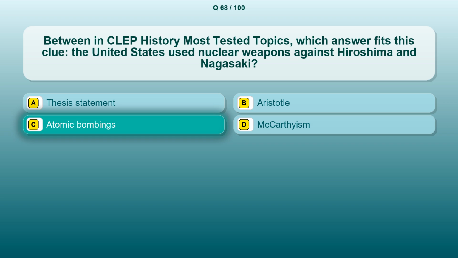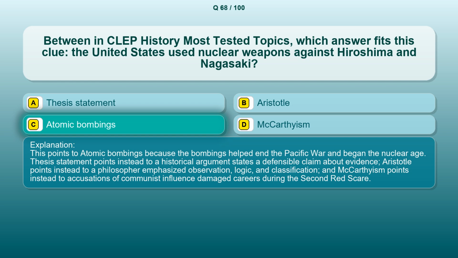The correct answer is option C, atomic bombings. This points to atomic bombings because the bombings helped end the Pacific War and began the nuclear age. Thesis statement points instead to a historical argument stating a defensible claim about evidence. Aristotle points instead to a philosopher who emphasized observation, logic, and classification, and McCarthyism points instead to accusations of communist influence that damaged careers during the Second Red Scare.